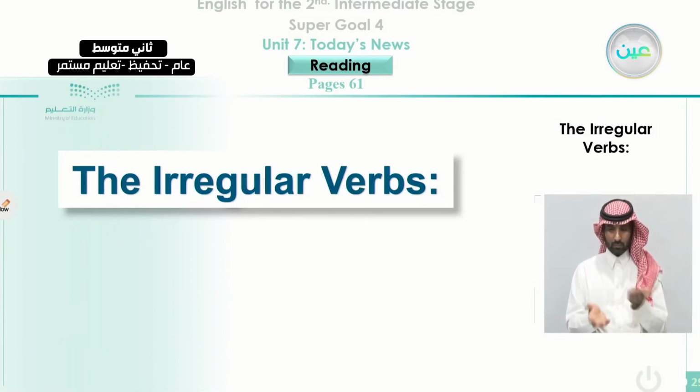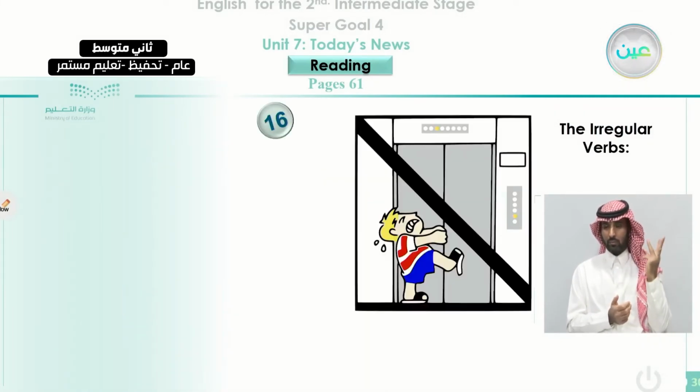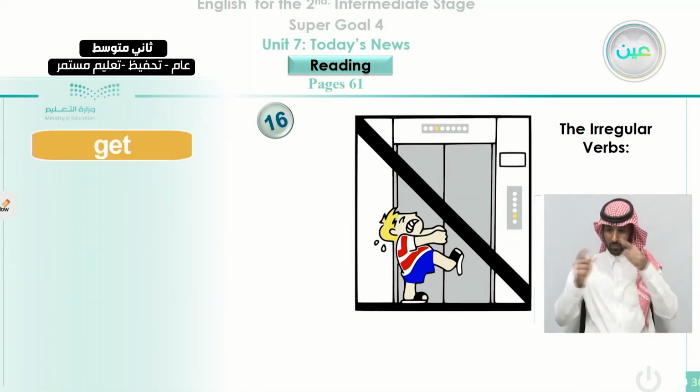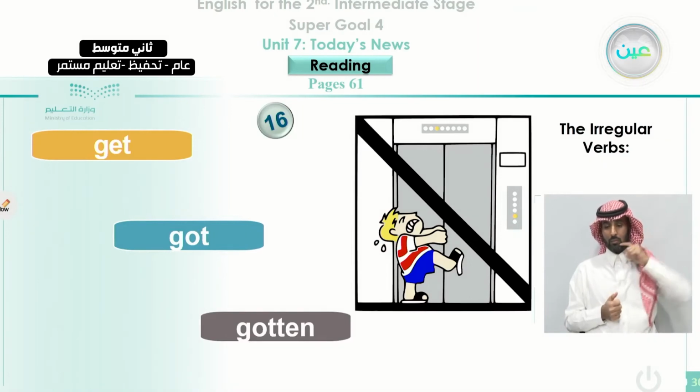Okay, we move to the last part of our class today, that is the irregular verb. You can find that on page 83. We're going to review 5 irregular verbs. We start with the first one here, get. What is the past of get? It's got, and the past participle is gotten.